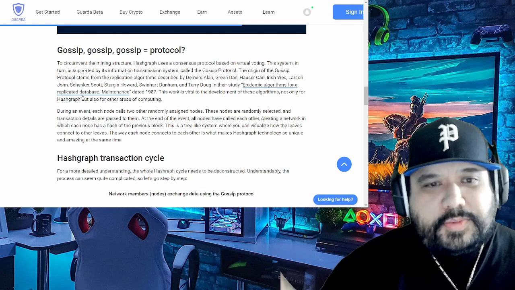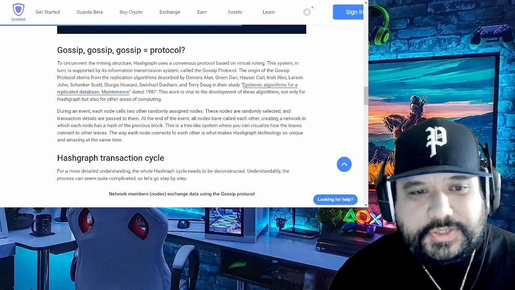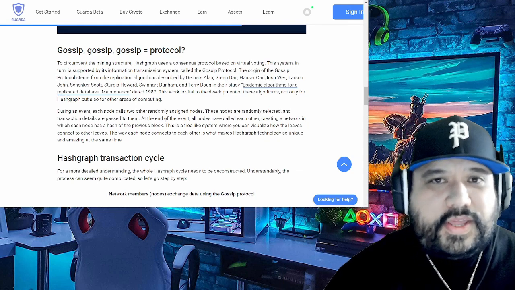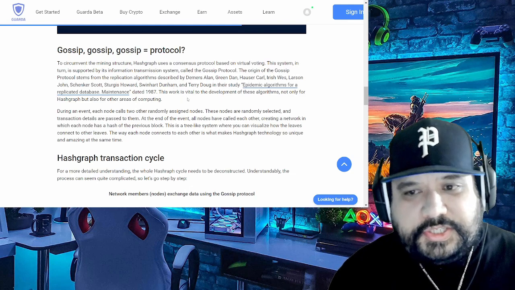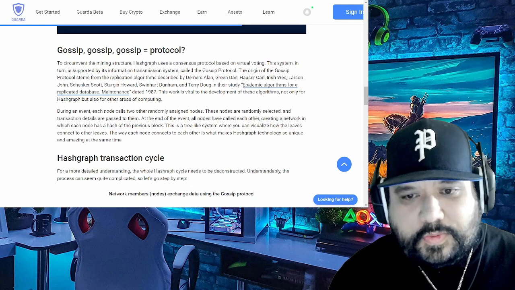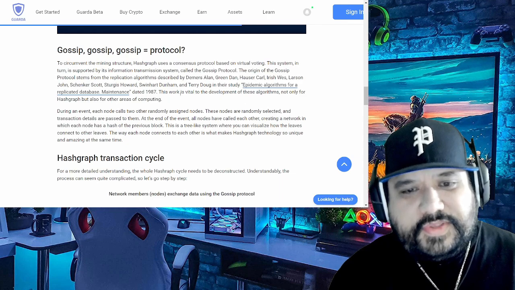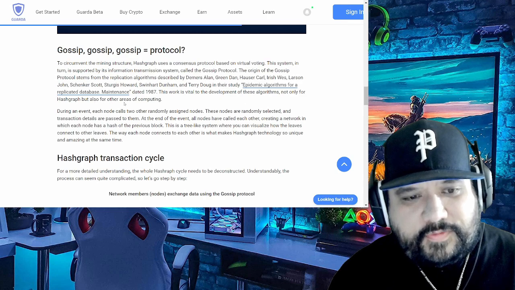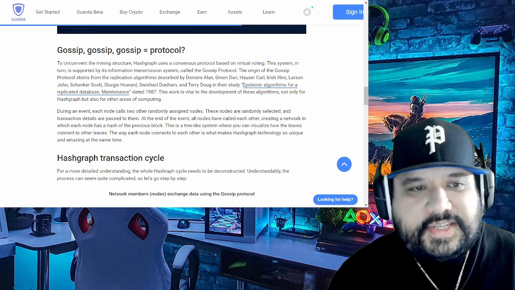All right, gossip equals protocol. To circumvent the mining structure, Hashgraph uses a consensus protocol based on virtual voting. Now, we already have this explained, but if anything, I want to bring your attention to this right here that was quoted in a particular study. It says, Epidemic Algorithms for Replicated Database Maintenance, dated to 1987. This work is vital to the development of these algorithms, not only for Hashgraph, but also for other areas of computing. We're talking about a model that dates back to 1987.